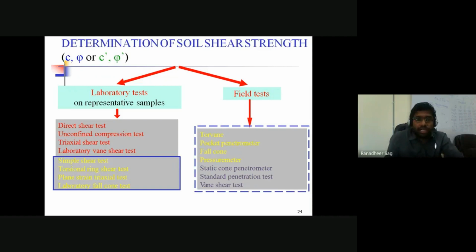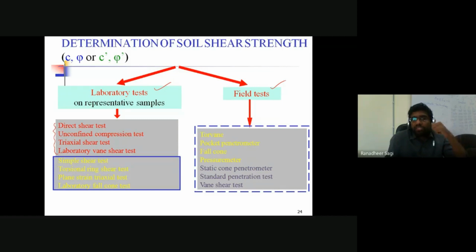So let's look at some of those different tests from which we can try to determine your c-phi parameters for a given soil. Broadly, we have some lab tests and some field tests by which we can try to determine the shear strength parameters of the soil. Some of those lab tests that we will come across in this course are listed here in red. The direct shear test is what we will be talking about.